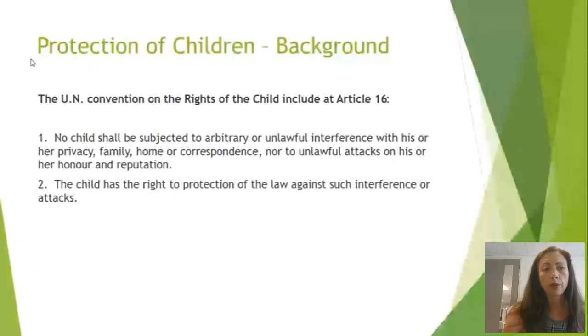Again, by way of backdrop, another international convention that is relevant to the concept of testimonial aids, and why those ought to be adopted by nation states, is Article 16 of the UN Convention on the Rights of the Child, of which Canada is a part of or signatory to. Article 16 indicates that 1. No child shall be subjected to arbitrary or unlawful interference with his or her privacy, family, home, or correspondence, nor to unlawful attacks on his or her honor and reputation. And 2, the child has the right to protection of the law against such interference or attacks.